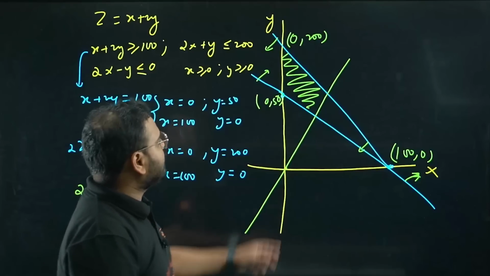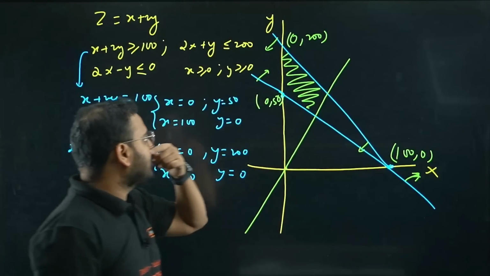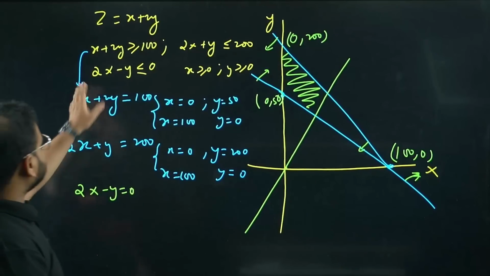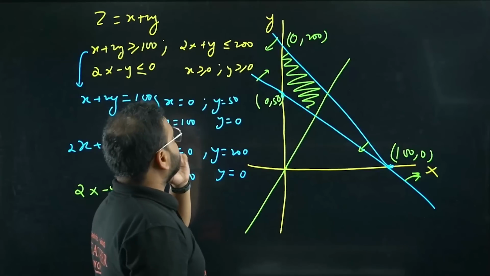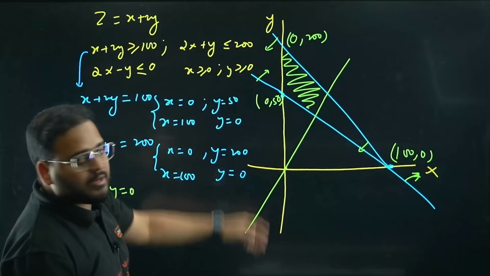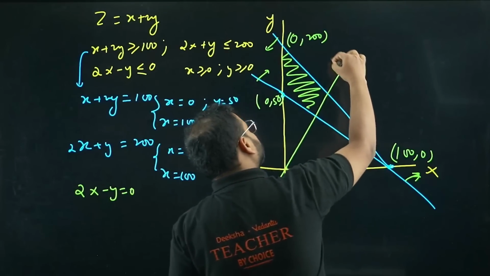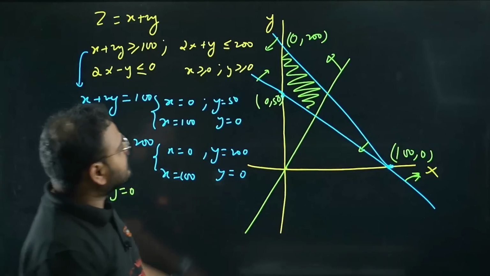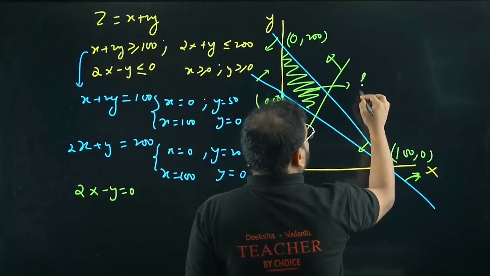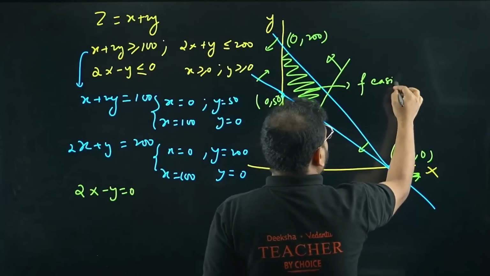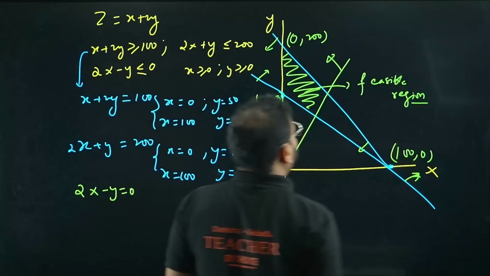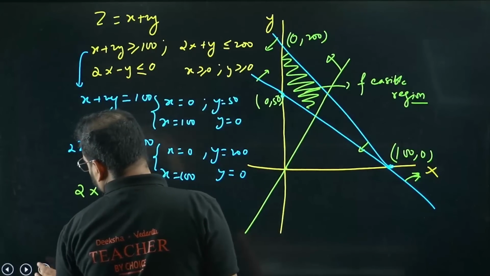Please check. I have the two coordinate points 0, 200 and 0, 50. Right, 2x should be less than y, correct. Okay, sir, so we'll get above only. So we get this condition. This is my feasible region, sir.